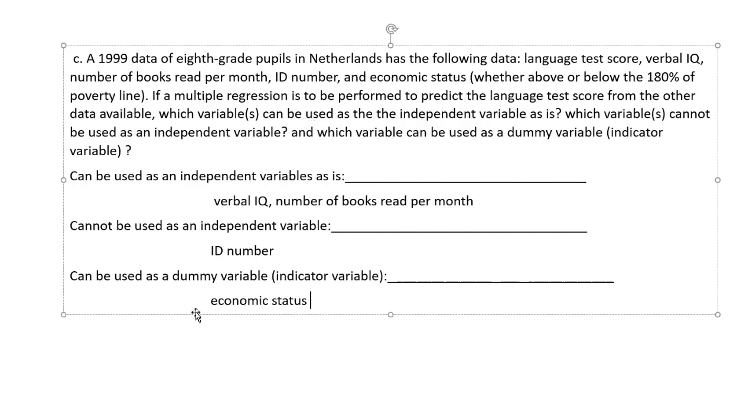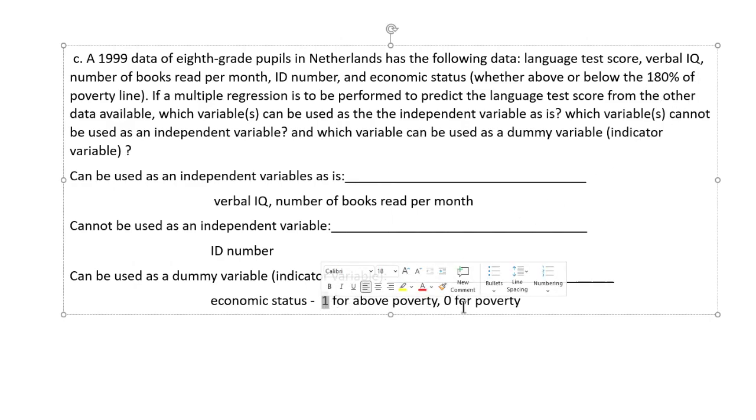Therefore, when you actually run this multiple regression analysis, you would put 1 for above poverty and 0 for poverty. Okay, so if it's above 180% of the poverty line, you would put 1, otherwise you would put 0. And if you do that, you would see some kind of correlation between this economic status and the outcome. So that's something to be used. And such a variable is called a dummy variable.